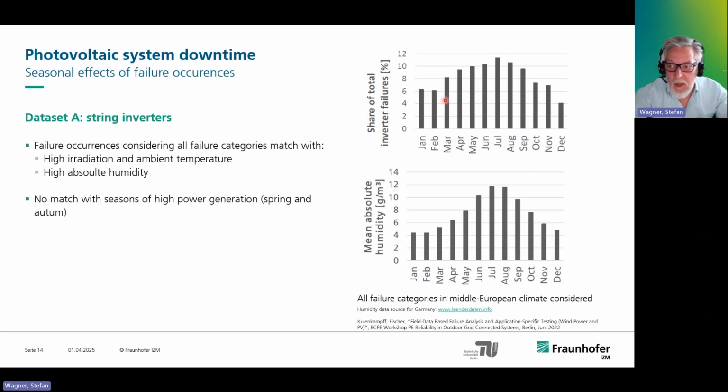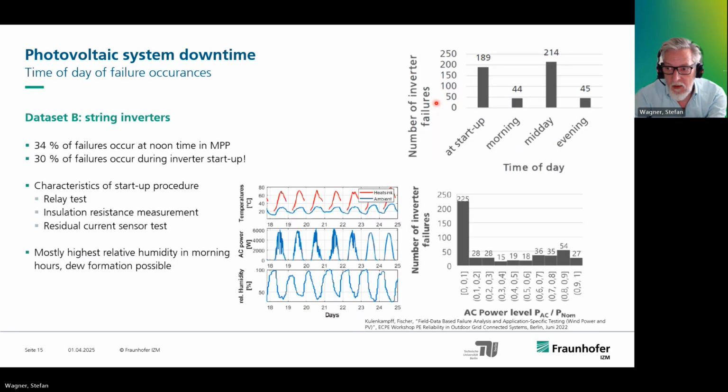If you look at the downtime of photovoltaic systems, you can see that the failure occurrence, considering all failure categories, matches with higher irradiation and ambient temperature and a high absolute humidity. If we then take a closer look at the course of the day, we see that the startup phase is particularly prone to failure in the morning hours.